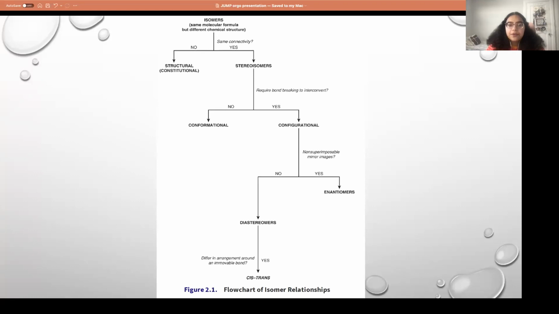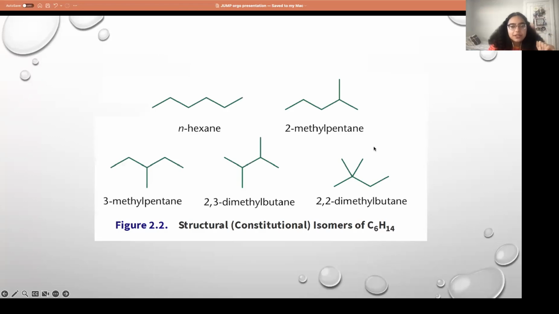And if you could rearrange it without breaking any bonds, and you can get from one to the other, that's a conformational isomer. That's configurational if you actually need to break the bonds to change between. And that splits up into enantiomers and diastereomers. Basically enantiomers are non-superimposable mirror images, which we will get into. And then for diastereomers, there's cis and trans. So the first type is a structural isomer. These all have the formula C6H14, but as you can see, they're just connected in different ways.